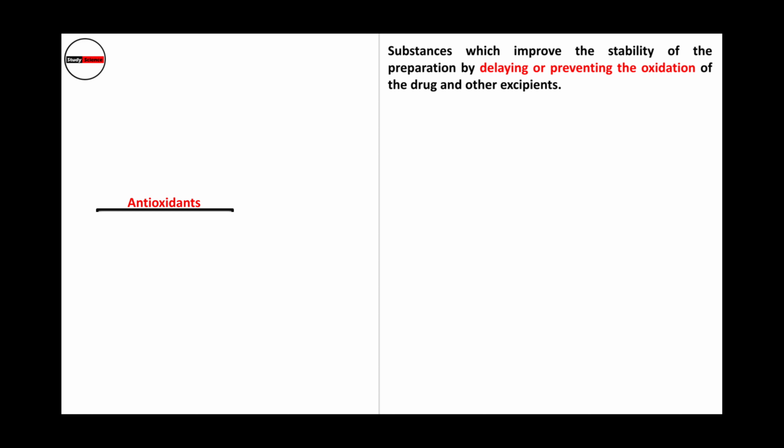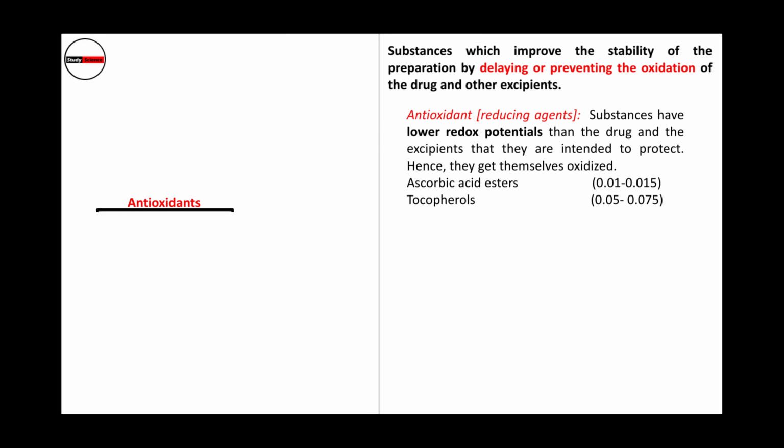The next one is antioxidants. As the name suggests, antioxidants prevent the oxidation of the product. These are the substances which improve the stability of the preparation by delaying or preventing the oxidation of the drug and other excipients which we are using in parenterals. There are three types of antioxidants. The first one is reducing agents. These are the substances that have lower redox potential than the drug and the excipient that they are intended to protect. Hence, they get themselves oxidized.